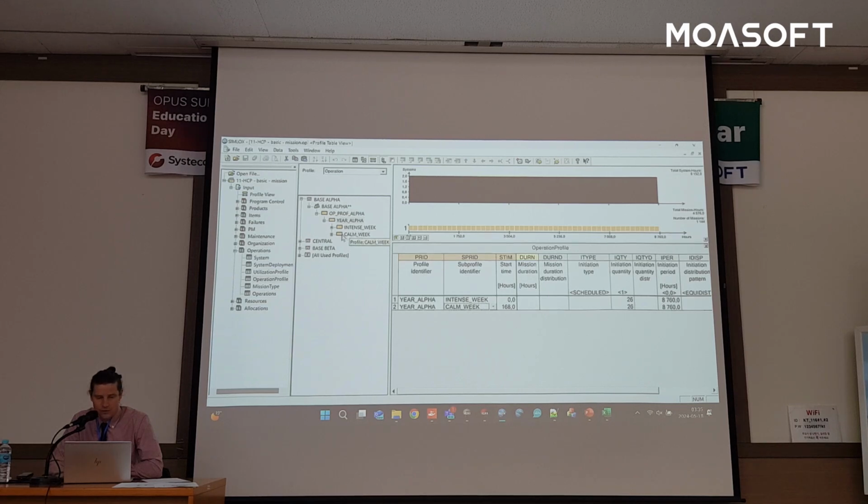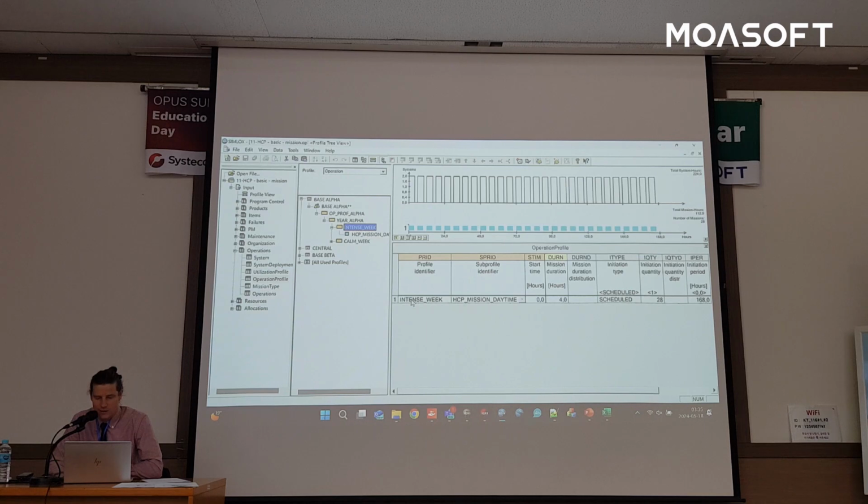And then again, we go down one more level, looking at the intense week. In the intense week, we do 28 missions within 168 hours. So 168 hours is 1 week, and we perform 28 missions. Each mission is 4 hours. And here we can also tell whether they start according to a schedule, or we can say that they are randomly or regeneratively started. But here they are scheduled.